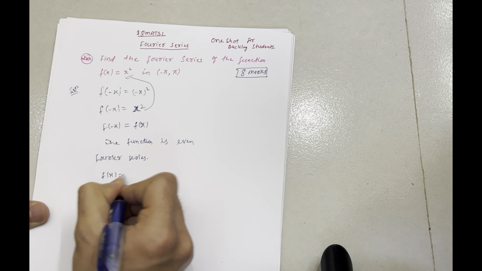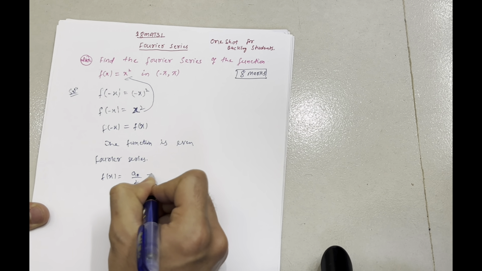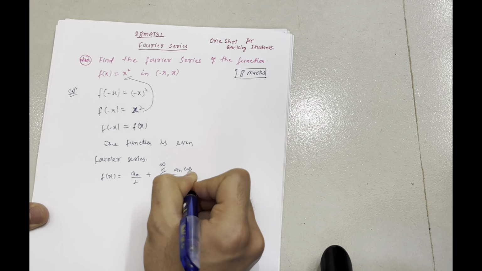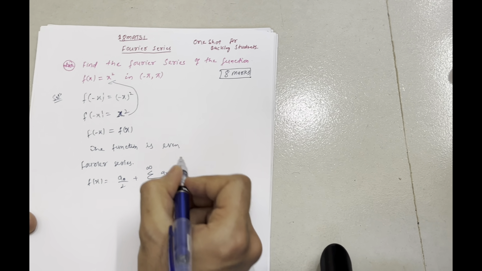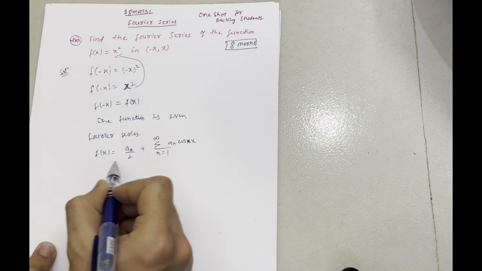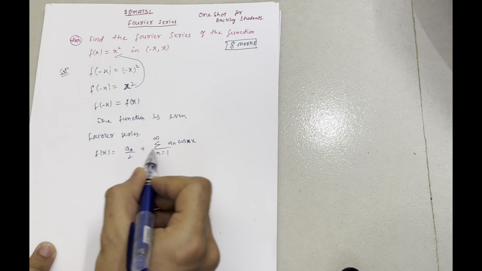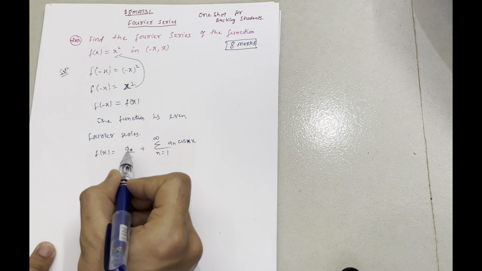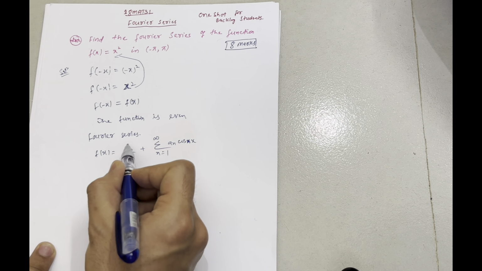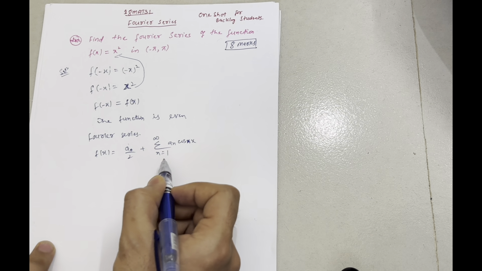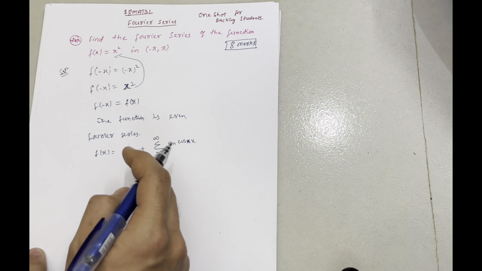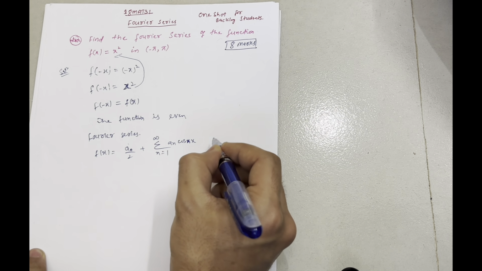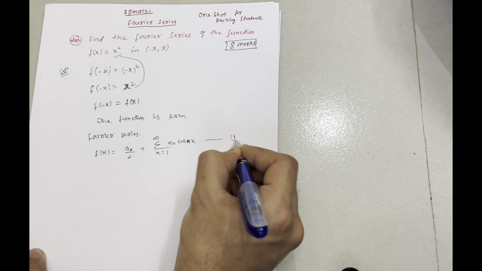f of x is equal to a naught by 2 plus summation of n running from 1 to infinity a n cos of nx. This is the standard formula of the Fourier series. Now we have to deal with these Fourier coefficients, that is a naught is a Fourier coefficient, a n is a Fourier coefficient. Once we get these two values, we put them in this particular series and we will get the required Fourier series. Let me call it equation first.